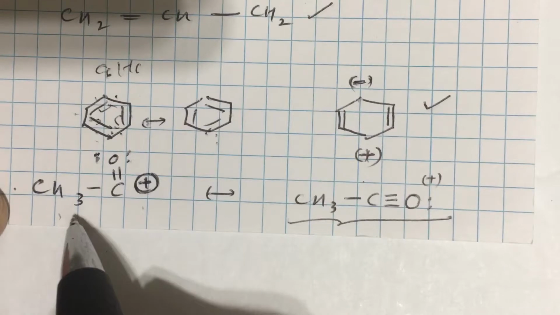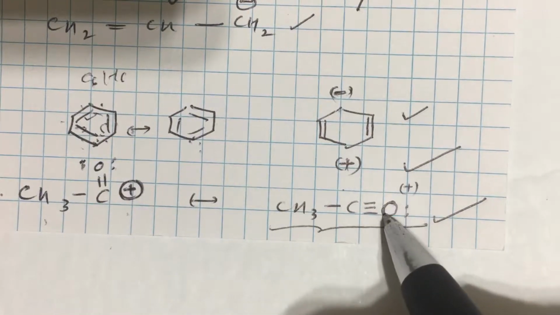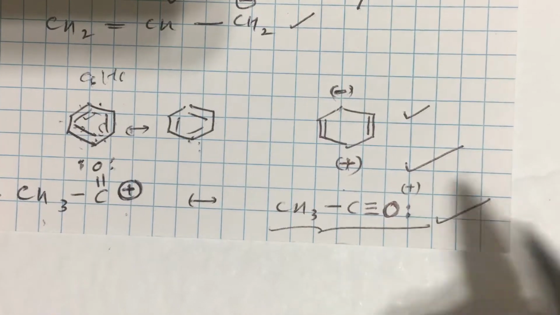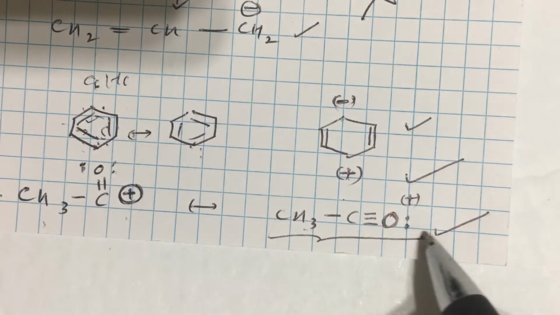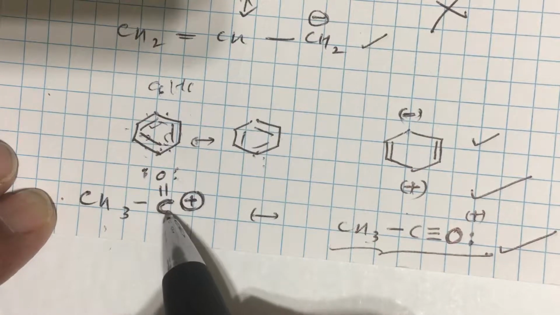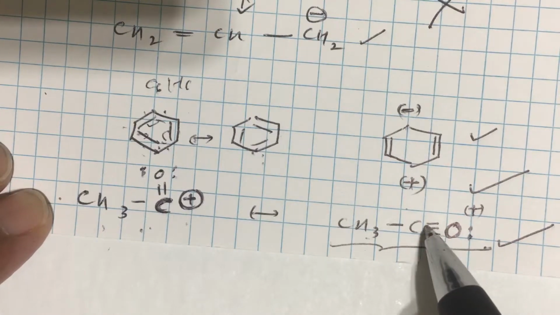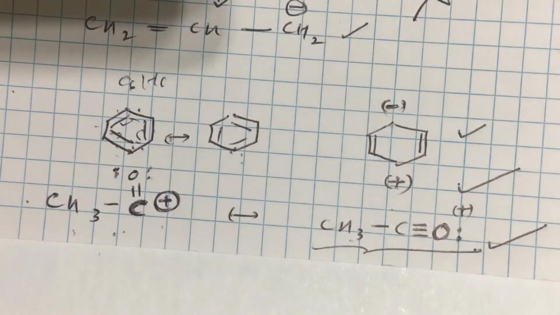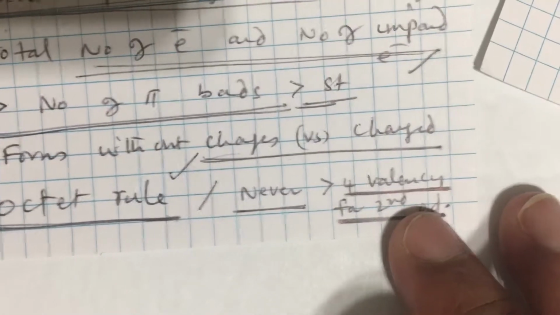Of these two canonical forms, this is more stable, more contributing because every atom has an octet. Though there is a positive charge on oxygen, every atom has an octet, so that contributes more. Here the carbon has only 6 electrons, it does not have an octet, so it contributes less. You will be really surprised, but it is a fact. So, oxygen won't mind to have a positive charge formally.